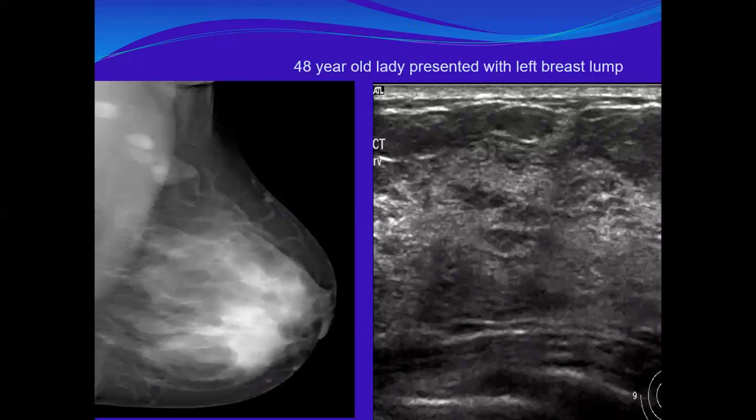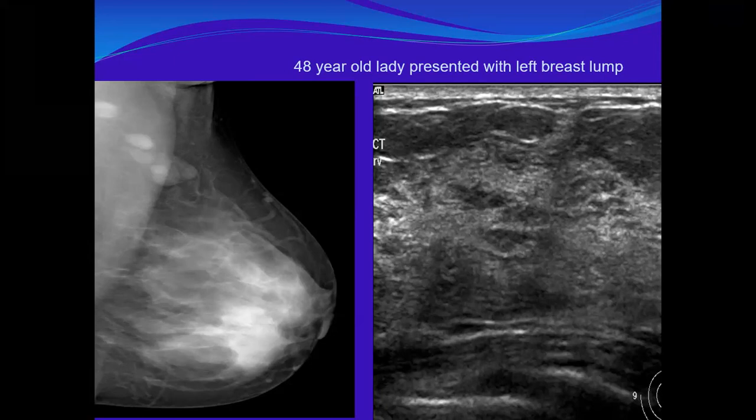This is our patient, a 45-year-old lady presented with a left breast lump. This is the mammogram and this is the ultrasound. In the mammogram, in the lower part of the breast, between the anterior and middle thirds, there is an area of focal asymmetry.